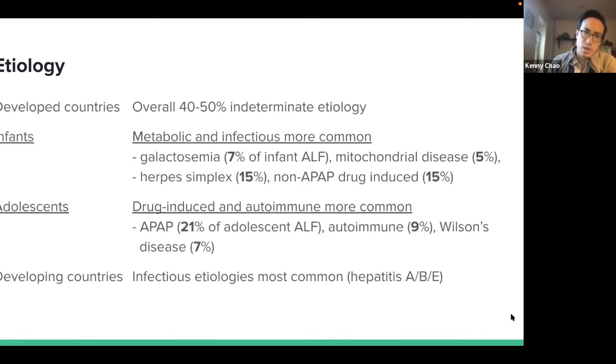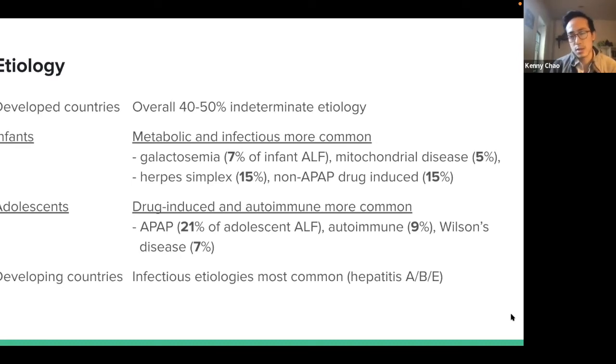In terms of etiology, it's really separated between developed countries or the global north and developing countries or global south. For developed countries, overall, it's about 40 to 50% that's indeterminate etiology, and it goes as high as 60% for pre-adolescents. For infants, it's mainly focused on metabolic and infectious etiologies. Galactosemia is the most common one. It's only 7% though, and mitochondrial disease.